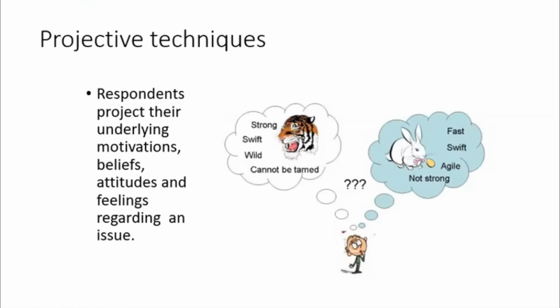Okay, like for example, look at this man. He is my sample. I tell him, okay, when you think of a tiger, what do you think? When I think of a tiger: strong, swift, wild, cannot be tamed, etc. When I think of a rabbit: he is fast, swift, agile, and not so strong. Okay, these are the thoughts of the people.